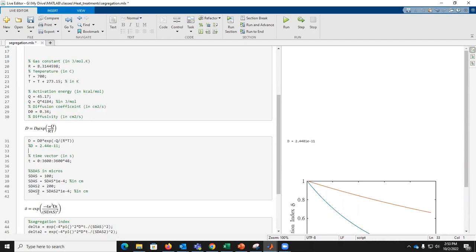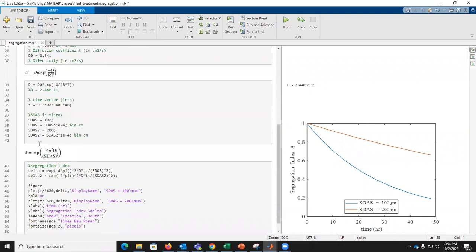And here I have the secondary arm spacing. So I'm assuming 100 and 200 according to the example. But remember, the units need to be in centimeters, so I'm changing the secondary arm spacing to centimeters, with the power of minus 4. Now I can apply the equation. So we have two different deltas, or segregation indexes. The first one is counting 100 microns and the second is counting 200 microns. So here is the calculation.